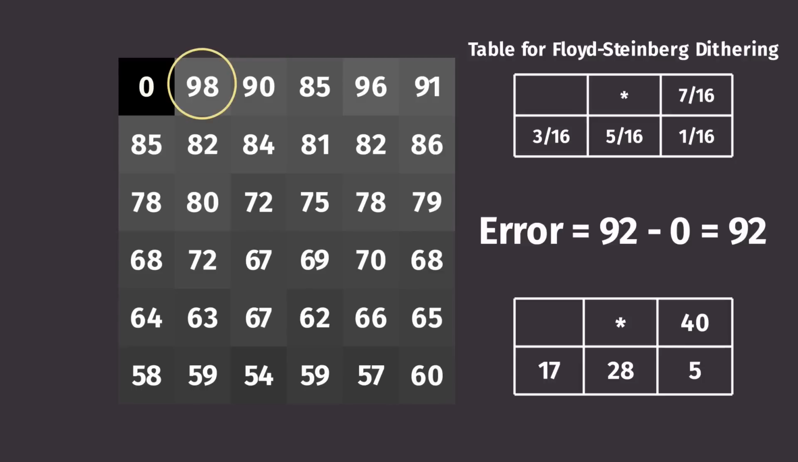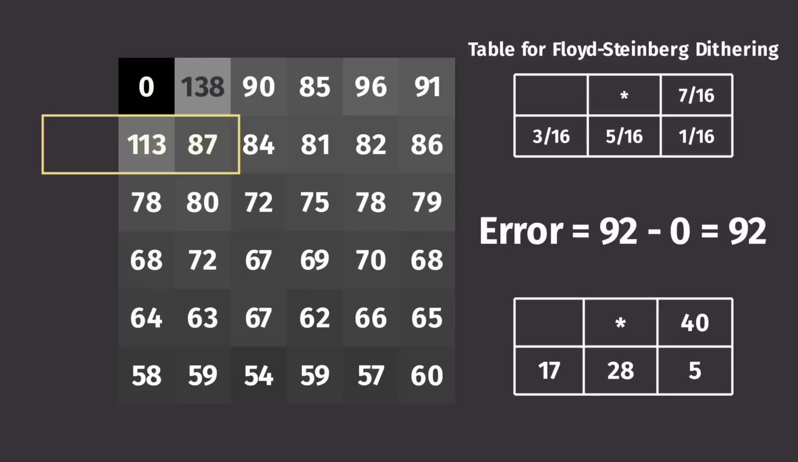So we can take this 98 and add 40 from the table, so now we have 138 here. Then take the bottom 3 of the table and add them up to the 3 below here. And even if one is out of bounds and gets ignored, that's totally fine.